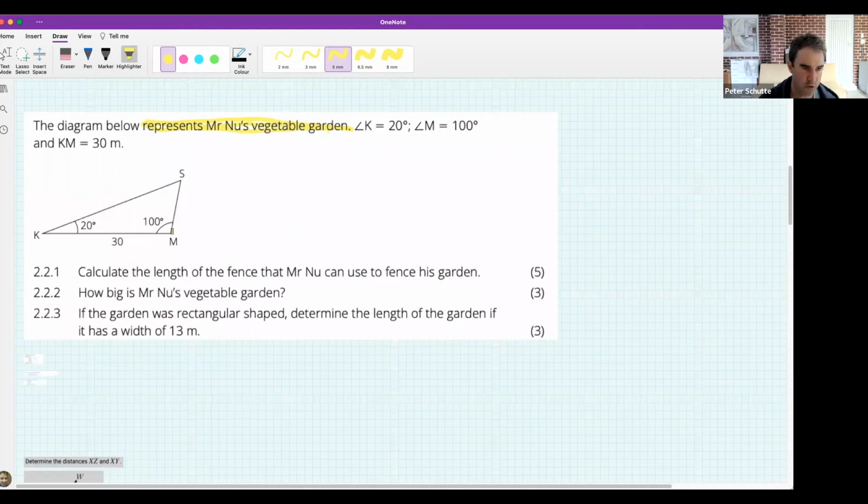Now, the question is asking, calculate the length of the fence that Mr. Nu can use to fence his garden. I want to know in the chat, what do you think we need to do to answer this question? I think to fence his garden, it sounds like we need to go all the way around the outside of here. So I want to ask in the chat, or for someone to raise their hand, what do you think we actually need to do if we translate it into maths? What do we need to find? Or I'd love for someone to give me a strategy or an idea of how they would approach the problem.